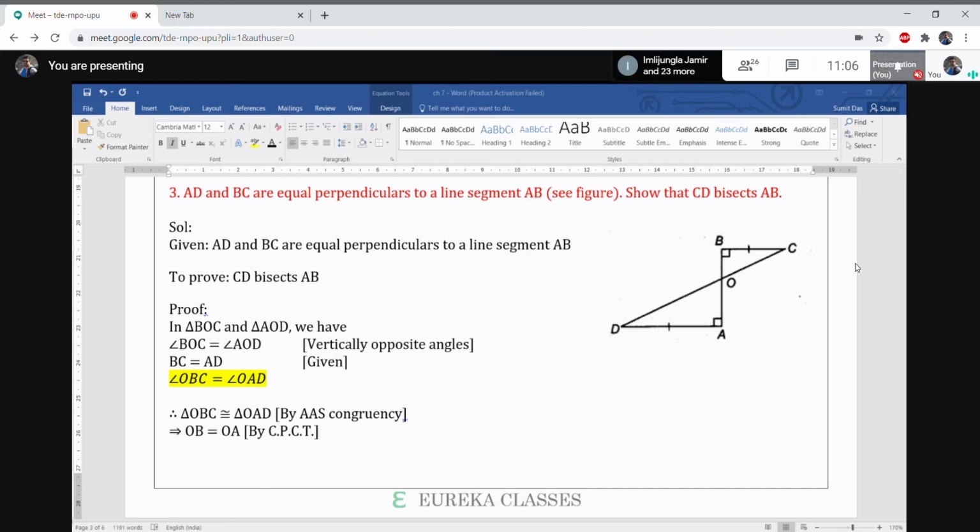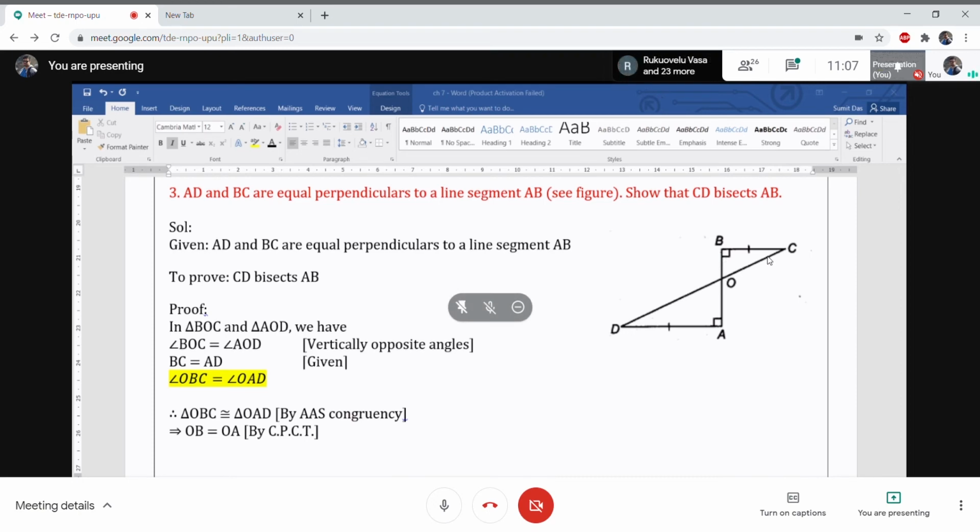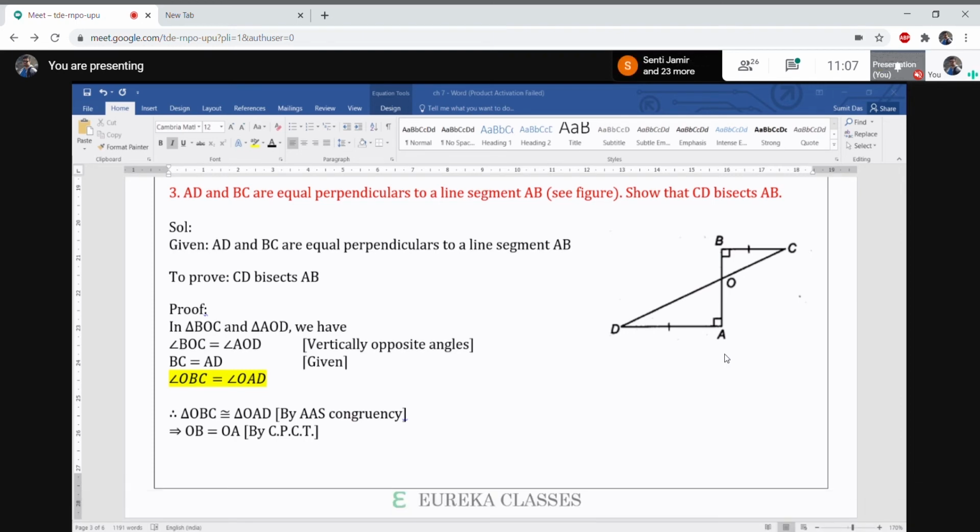You can see the yellow color highlighted part. I'm asking why OBC and OAD are equal. Still no answer. No, not vertically opposite angle. Check the angle OBC and OAD, already marked in the diagram. It's already marked in the diagram.